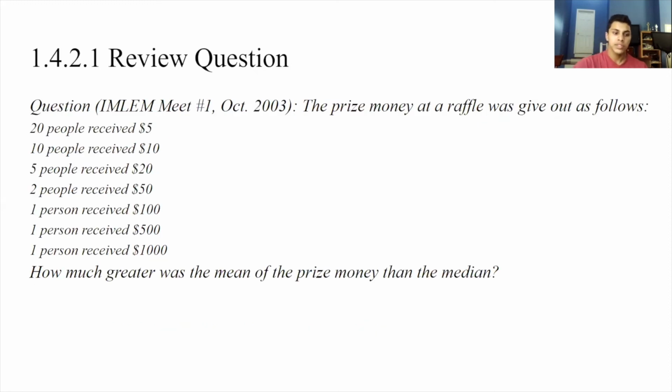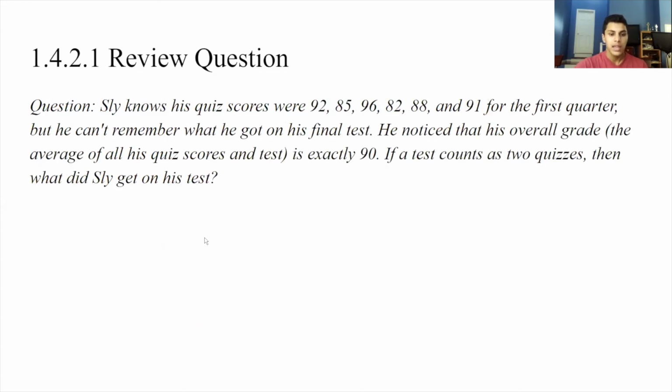And then finally, we did two review questions, one where we found both the median and average, and then the difference between them, which was $42.50 in this case. And then we did one more where we had to use that rule where we know what the sum of all the data was if we know what the average is and how many terms there are, to find that Sly got a 93 on his test.